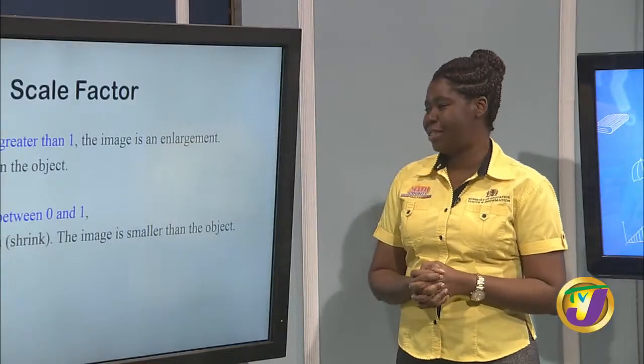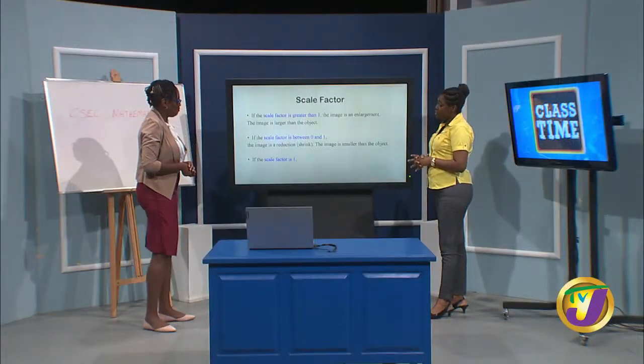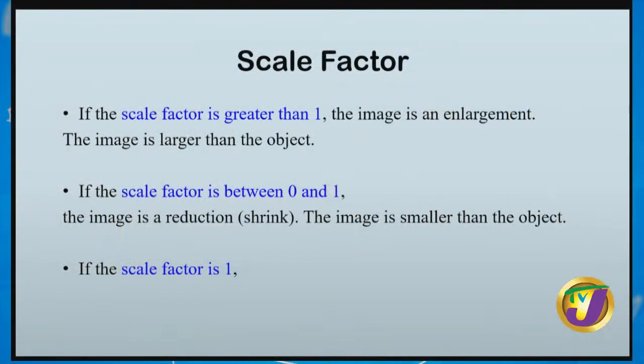So if the scale factor is 1, it means I'm going to be multiplying by 1. I'll get back the same thing, because when I multiply 2 times 1, I get back 2. If I multiply 3 times 1, I get back 3. So it means the object and the image would be the same size, and they would be congruent in every way.